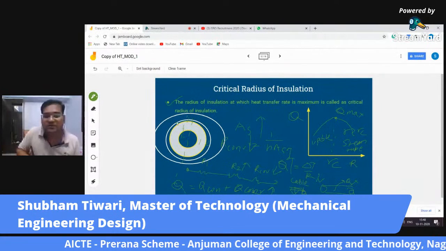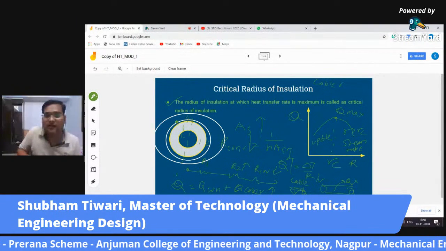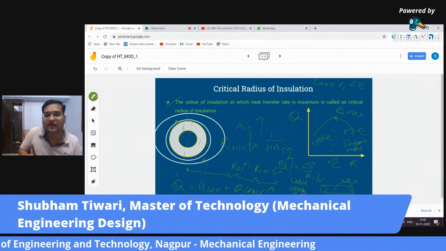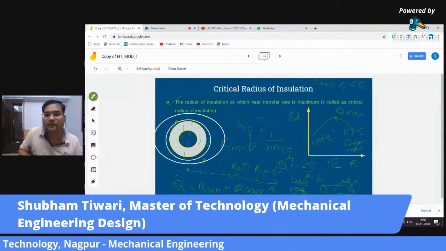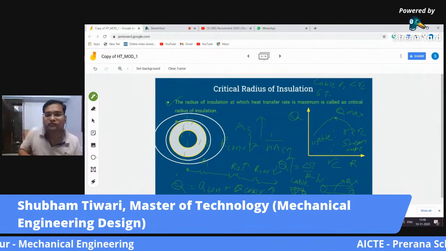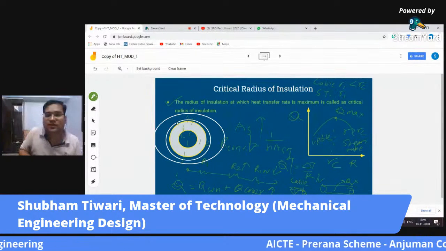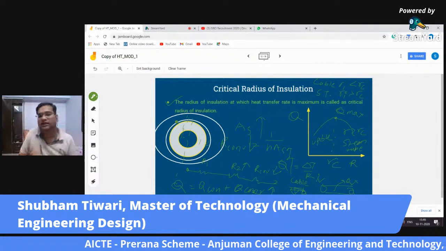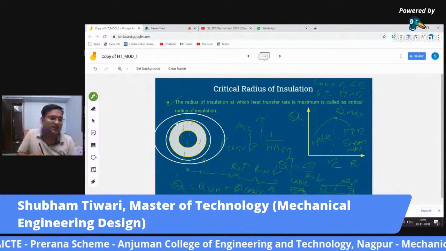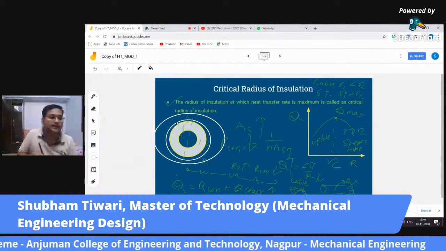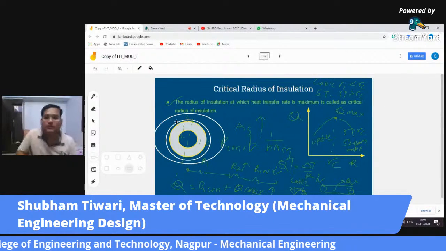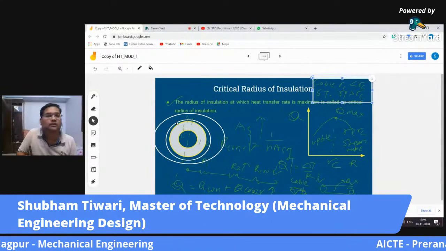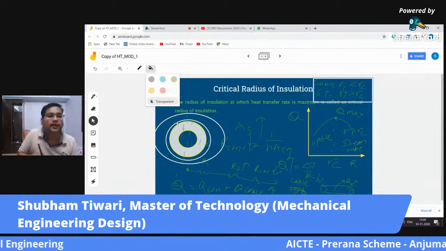So let me just say, for cable, radius of insulation should be less than critical radius, and for steam tube, radius of insulation should be greater than critical radius. So this is a very important topic that gets asked, and a very practical one, so that one can understand why it is necessary.